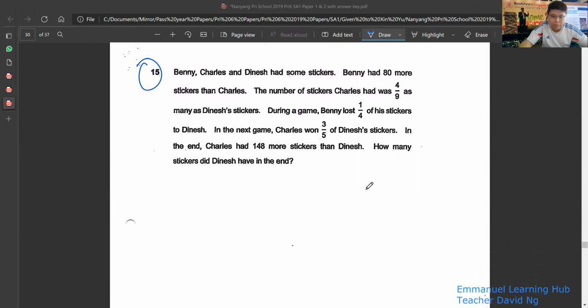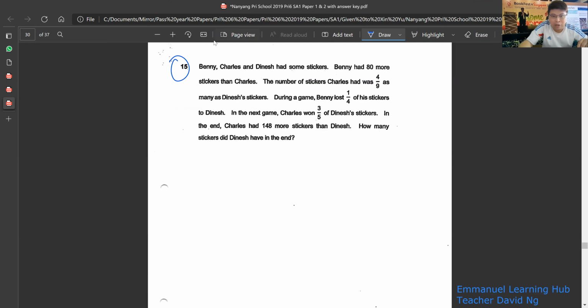Okay, 15 seems complicated. For 15, you've got to draw a very sophisticated model. I need space to draw my model. Benny, Charles, Dinesh had some stickers. Benny had 80 more stickers than Charles. So I'm going to draw models.